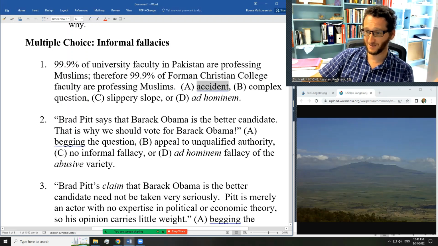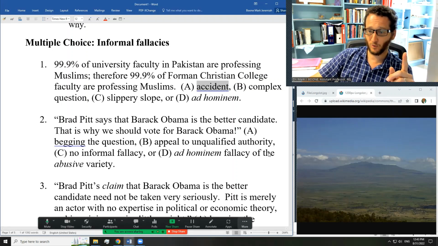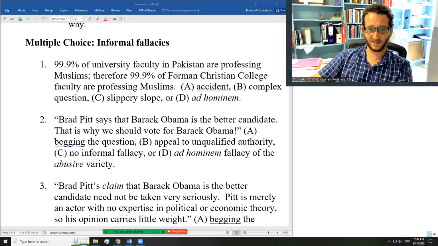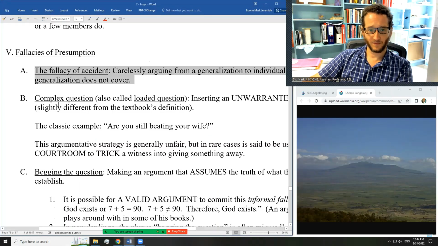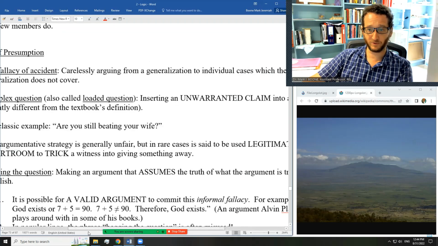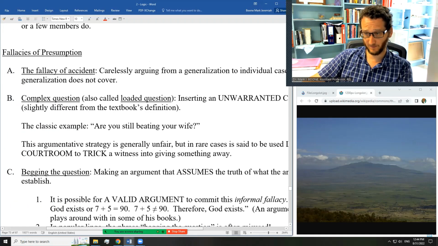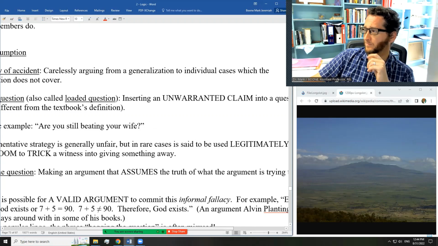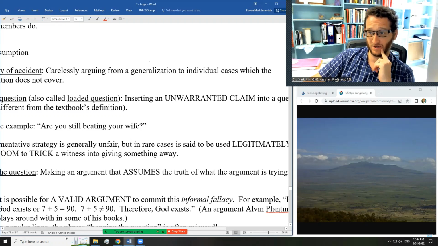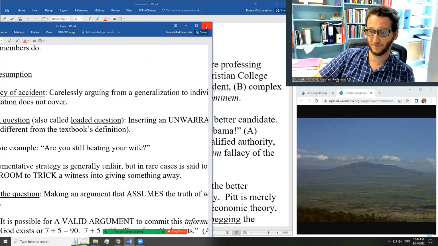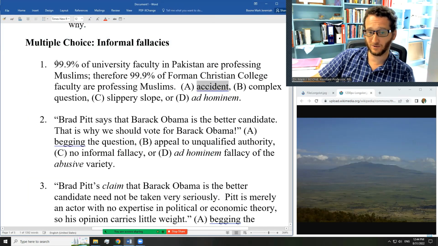Oh, good, accident. We better pause and let me go back and dig up some other notes. Okay, here we are. Accident. Accident is the fallacy of carelessly arguing from a generalization to individual cases which the generalization does not cover. I think I did not pause to give an example for accident. I said we have a good enough list of fallacies already. Let's just keep going. Let's skip examples for this one. But now an example has come up. Carelessly arguing from a generalization to a case that the generalization is not meant to cover.